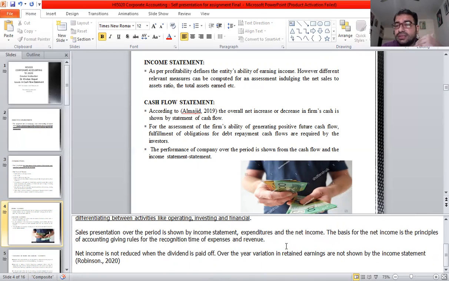The basis for the net income is the principle of accounting, giving rules for the recognition time of expense and revenue. The net income is not reduced when the dividend is paid off. Over the period, variation in retained earnings is not shown by the income statement, as stated by Robin in 2020.